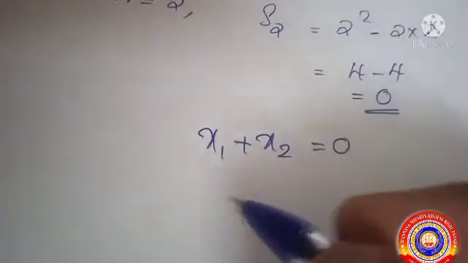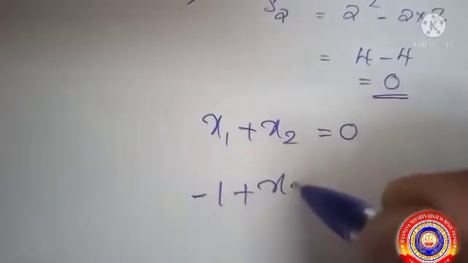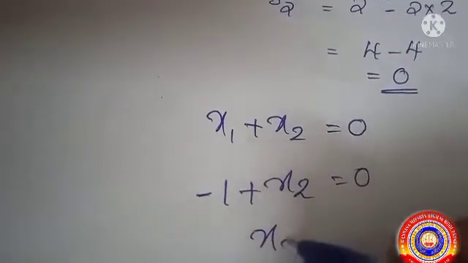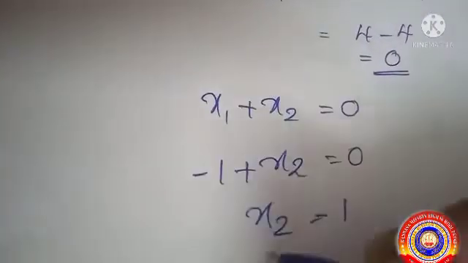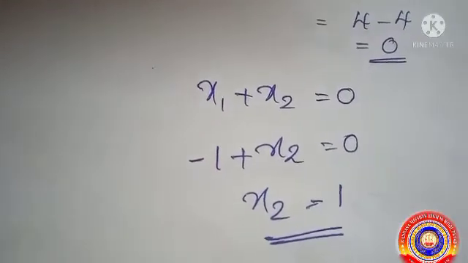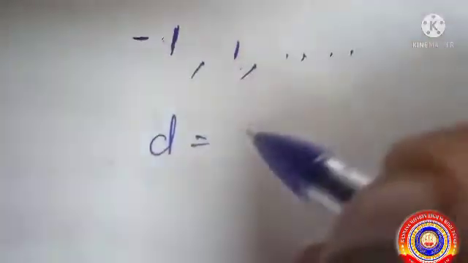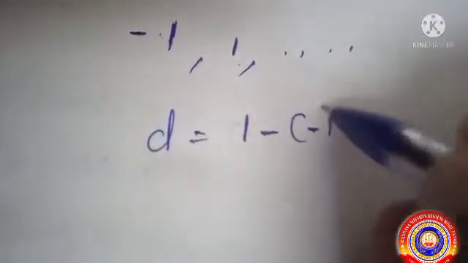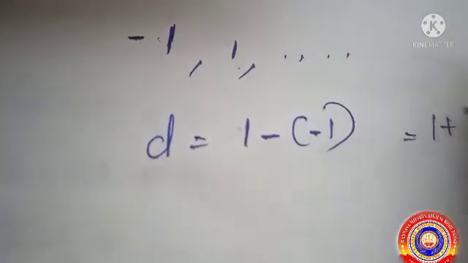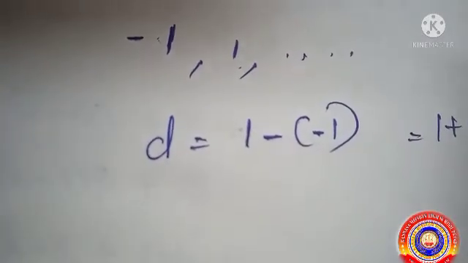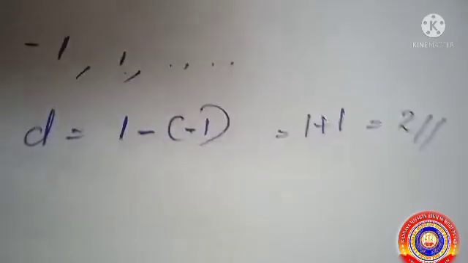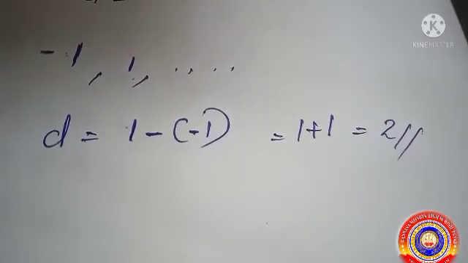So x1 plus x2 is equal to 0. x1 equal to minus 1, so minus 1 plus x2 equal to 0. From this we get x2 equal to 1. Next we have to write the arithmetic sequence. The arithmetic sequence is minus 1, 1, etc. Next we have to find the common difference. Common difference is equal to 1 minus (minus 1), which becomes 1 plus 1, equal to 2. So the common difference of this arithmetic sequence is 2.